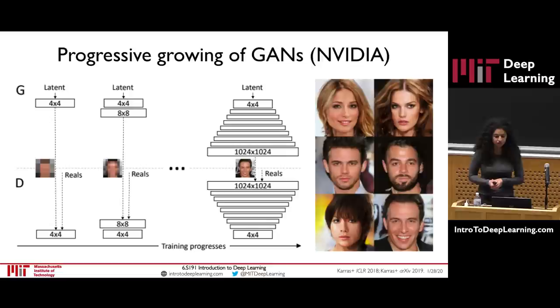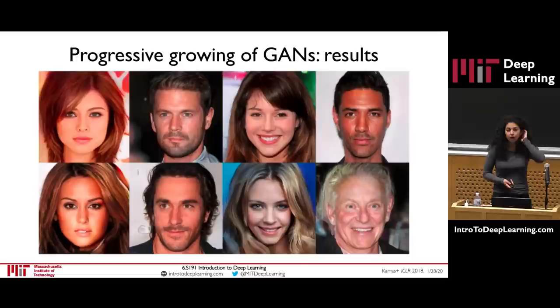And the way this works is that the generator and the discriminator start by having very low spatial resolution. And as training progresses, more and more layers are incrementally added to each of the two networks to increase the spatial resolution of the outputted generation images. And this is good because it allows for stable and robust training and generates outputs that are quite realistic. And so here are some more examples of fake celebrity faces that were generated using this approach.